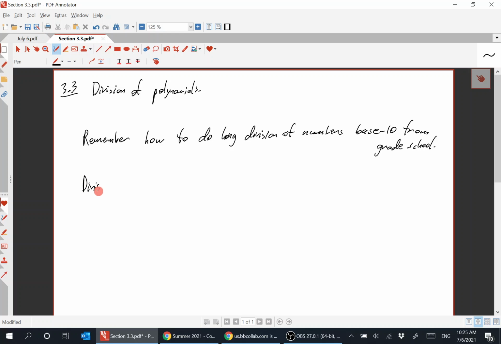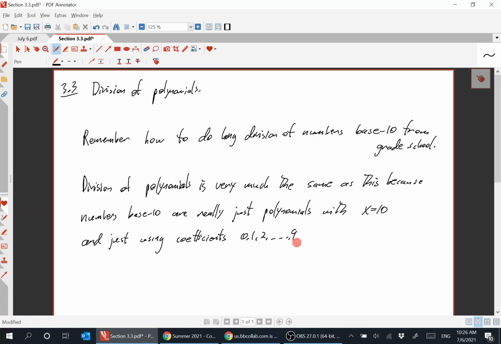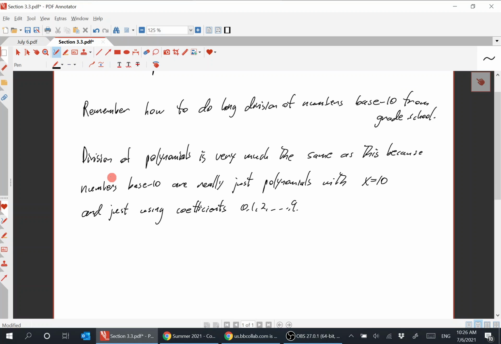So division of polynomials is very much the same as this, because numbers base 10 are really just polynomials with x equal to 10, and just using coefficients 0, 1, 2 up to 9, the basic digits, 10 digits for base 10 arithmetic, right?